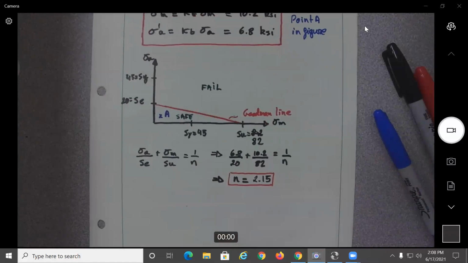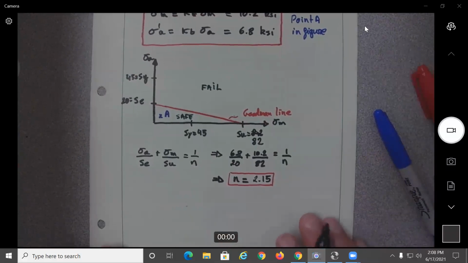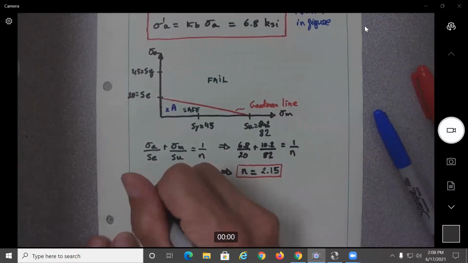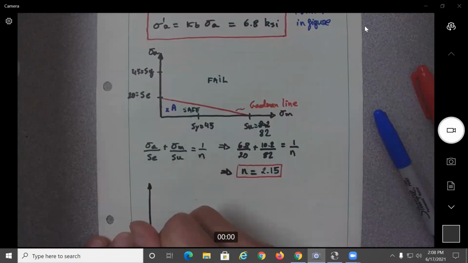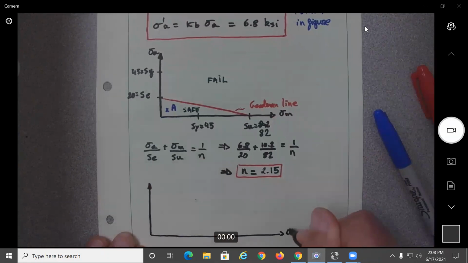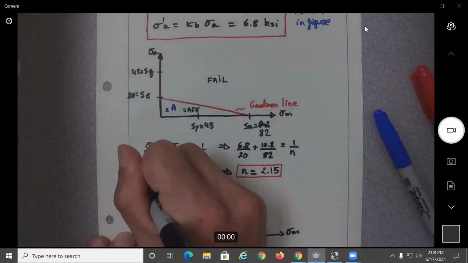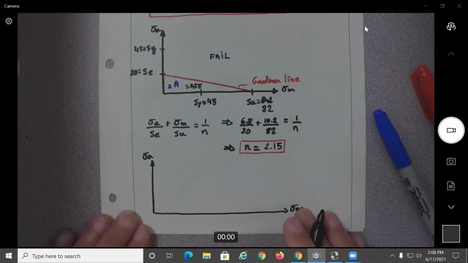Okay, now just out of curiosity, let's say we do the same thing for the modified one. And we might just do the graphical part. We'll see if we do everything.